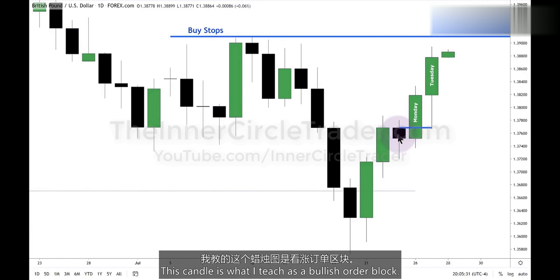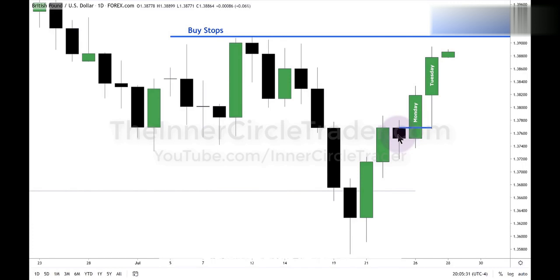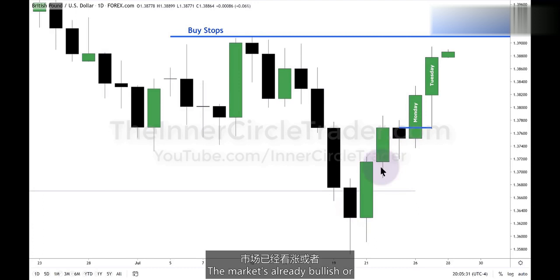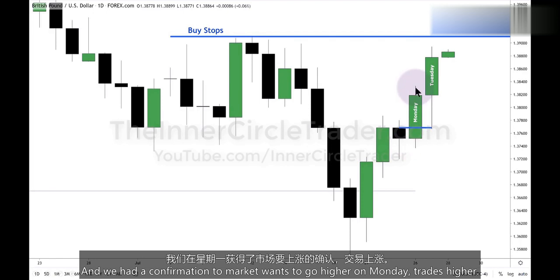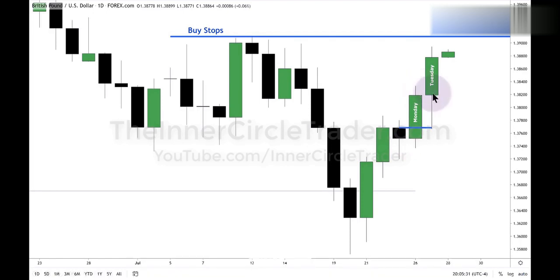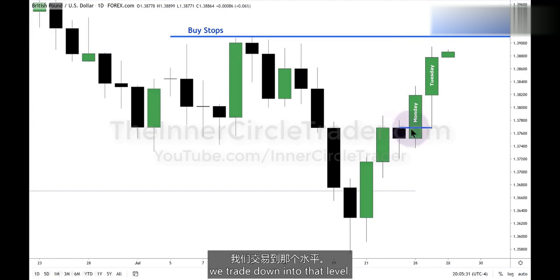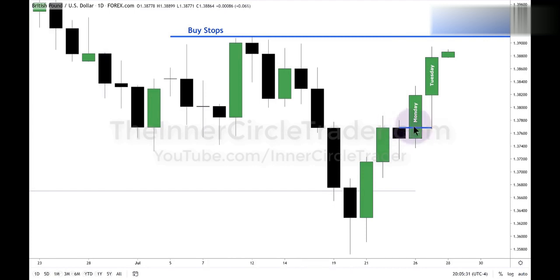This candle is what I teach as a bullish order block. The market's already bullish, or the underlying narrative is bullish. And we had a confirmation the market wants to go higher. On Monday, it trades higher. On Tuesday, we trade down into that level. The opening price hits it. Trades off of that. Rallies back through and makes a higher high than that of Monday.